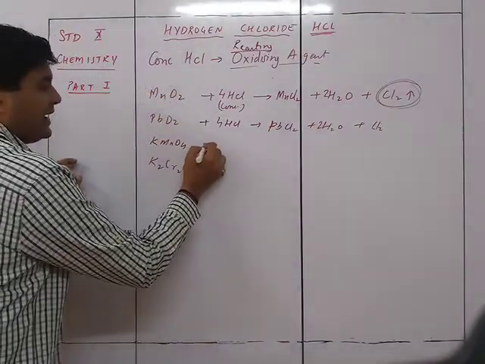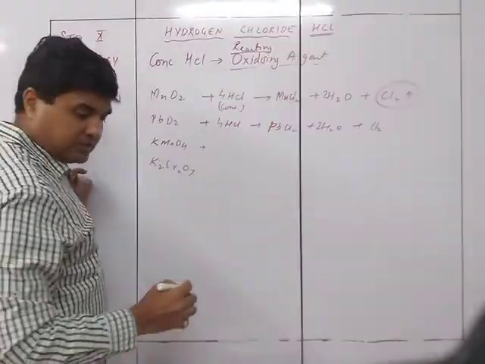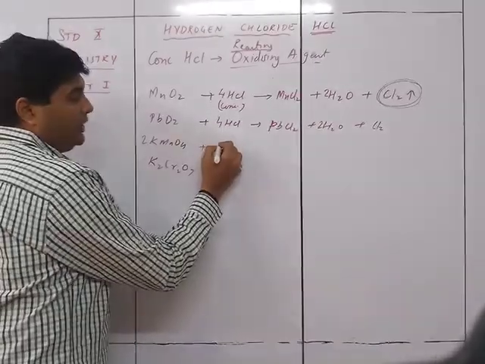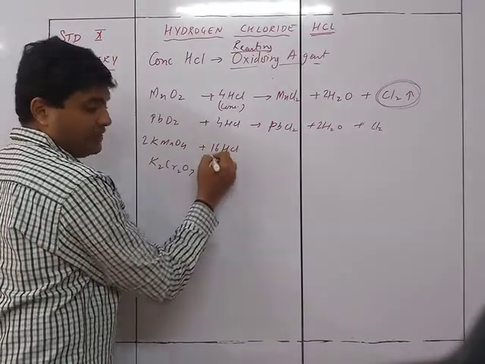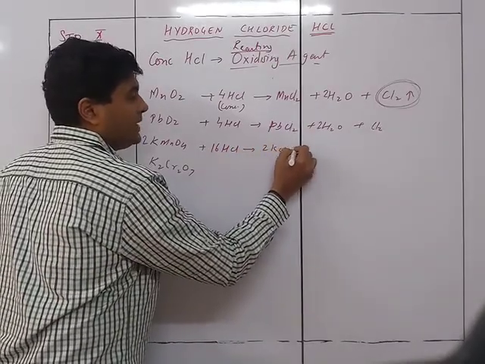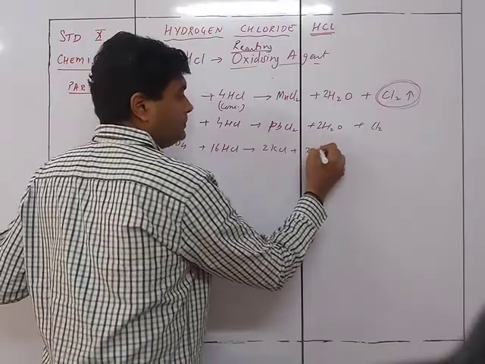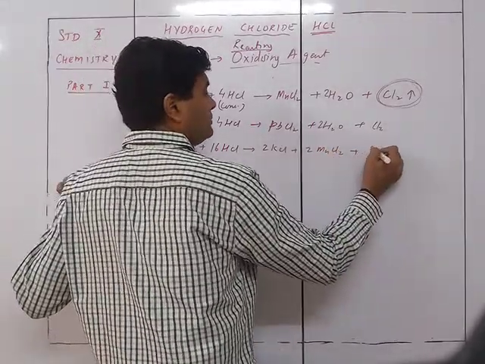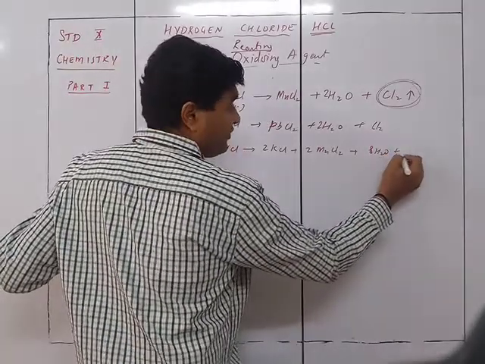Yeah, this one, the reactions are going to be slightly different. So K and Mn both are there. That's why it will be HCl over here. There will be 16 over here. And this is going to give me 2 KCl plus 2 MnCl2 plus 8 H2O plus 5 Cl2.